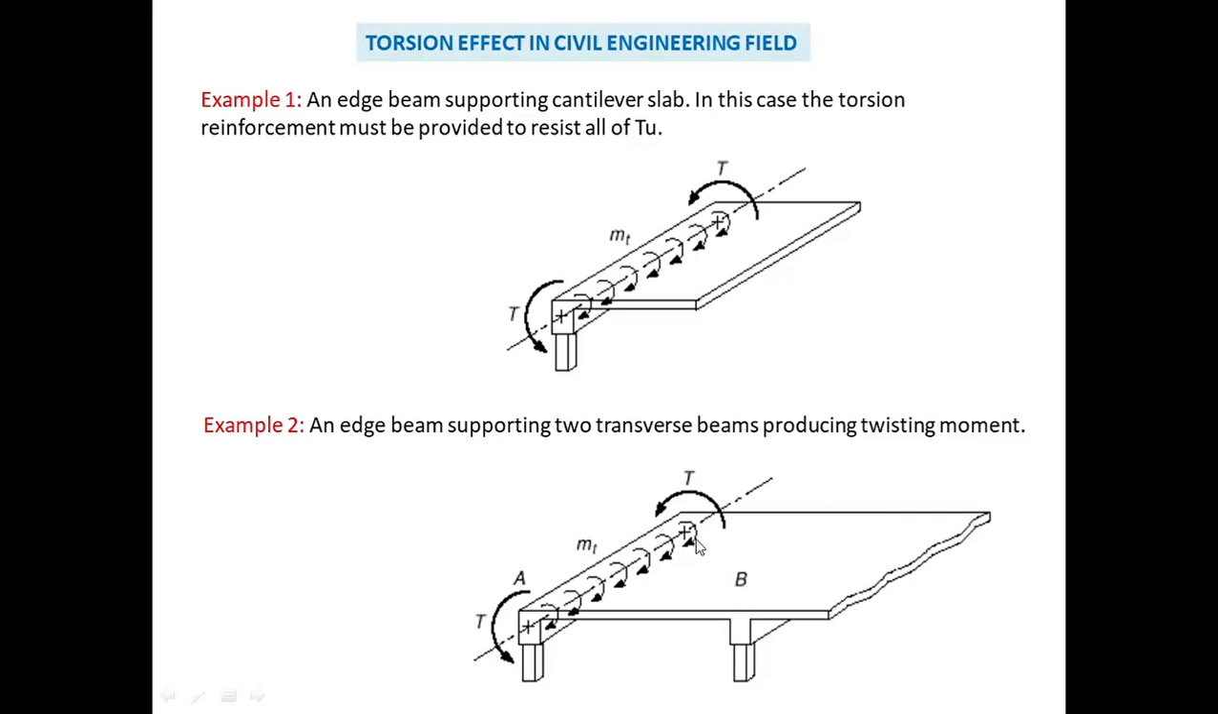Look at this example 2. The edge beam is supporting two transverse beams. Here is one beam and here the second beam. These are supported by an edge beam. So in this case also the torsion will be developed at the edge. So the edge beam is designed for its torsion.